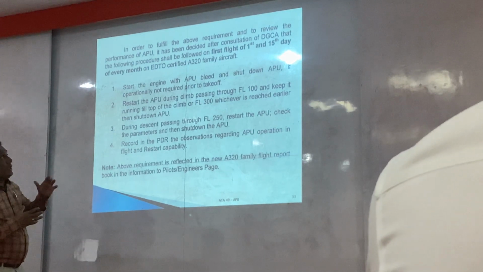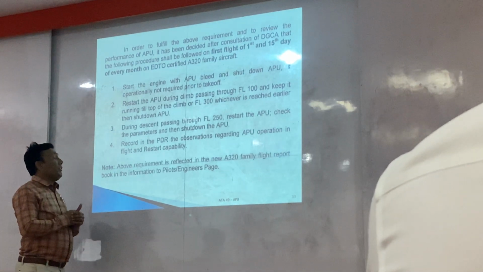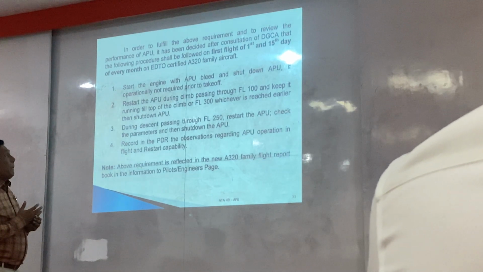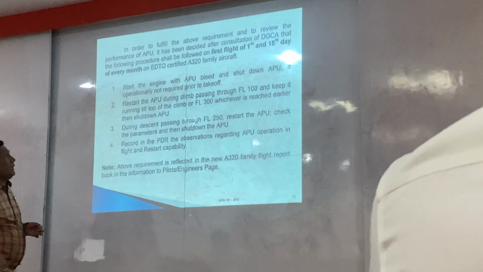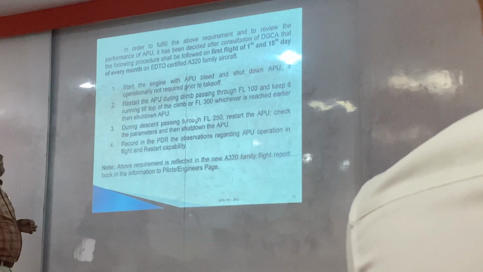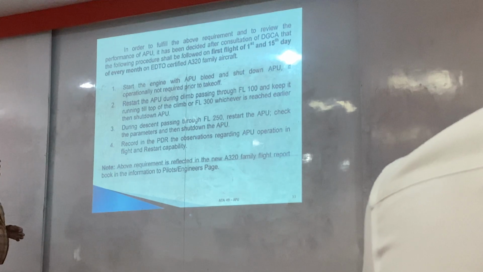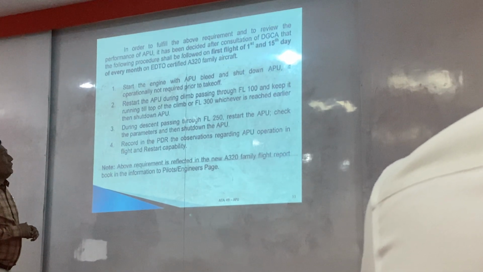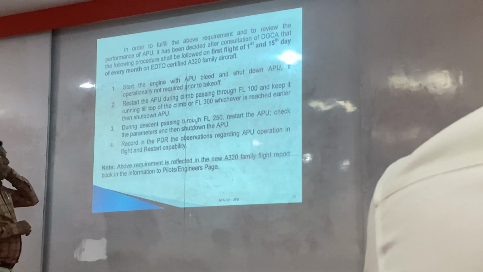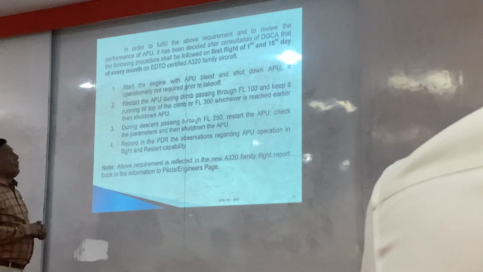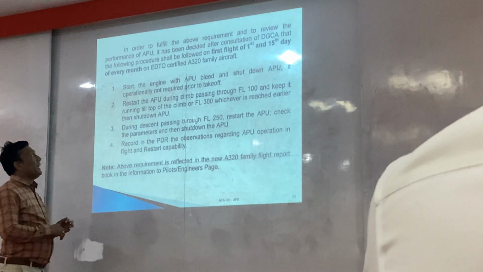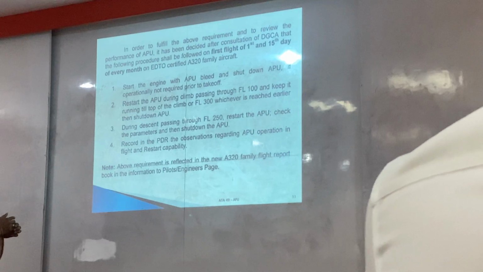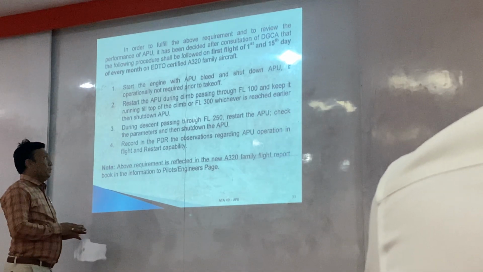Start the engine with APU bleed and shut down APU if the operation is not required prior to takeoff. So the sequence you have to do on the 1st and 15th day of every month is, on the first flight, start the engine with APU, engine को APU से start करना, and shut down APU if operation is not required prior to takeoff. Restart the APU during climb passing through flight level 100 and keep it running till the top of the climb or flight level 300, whichever is reached earlier, then shut down APU.